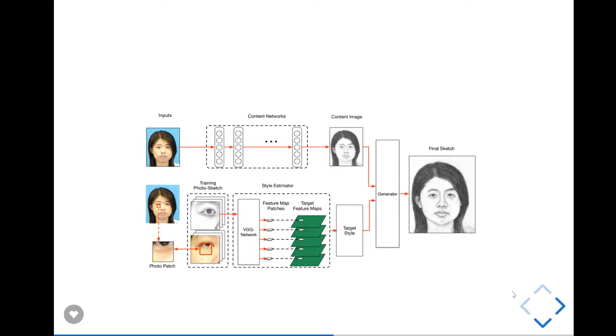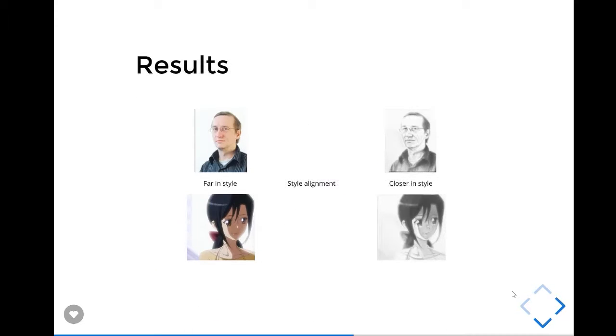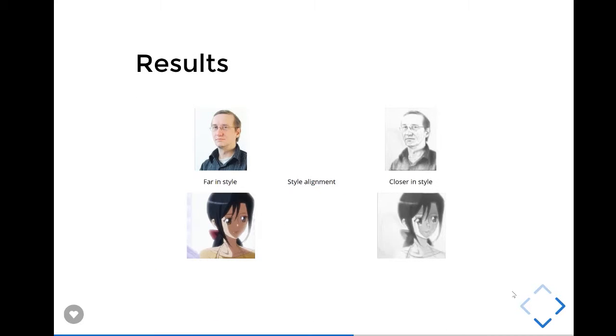obtain the target sketch patch from the corresponding sketch in the photo-sketch pair containing the best matching photo patch, while getting a consistent patch. Then the final sketch is generated by combining the target style with the content image, which we get from the two previous steps. As we can see, the result is pretty good. After the style alignment transformation, we have a similar style in the real human faces and the animation faces.